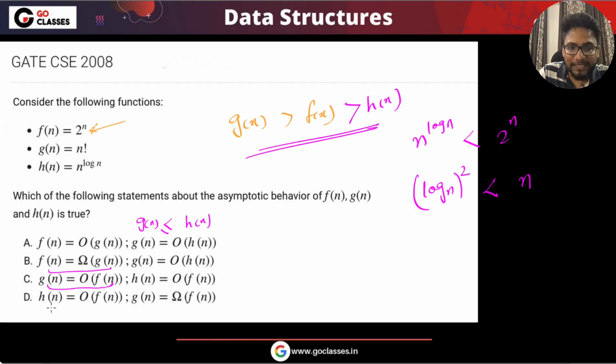What about this? Hn is lesser than equal to Fn. Yes, that is okay. And Gn is greater than equal to Fn. Yes, that is also okay. So D is fine, right? Because Hn is lesser than equal to Fn and Gn is greater than equal to Fn. So that's why that is fine.